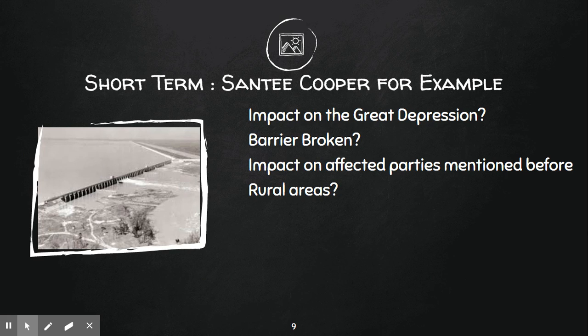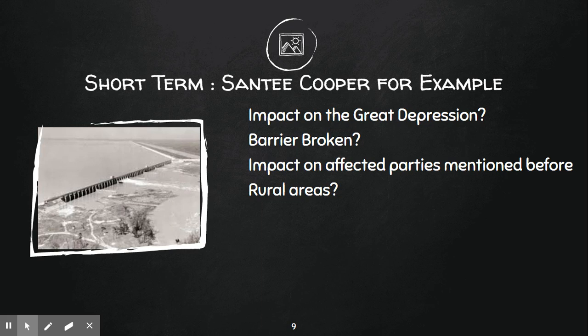After Santee Cooper was built, how did it affect the Great Depression, specifically in South Carolina? Did it help break the economic barriers that South Carolina was facing at the time? What about the parties that were involved? Think about the rural areas that were without electricity. How did their lives change because electricity was brought to them?